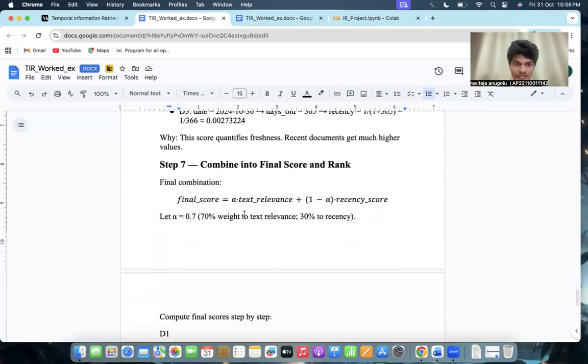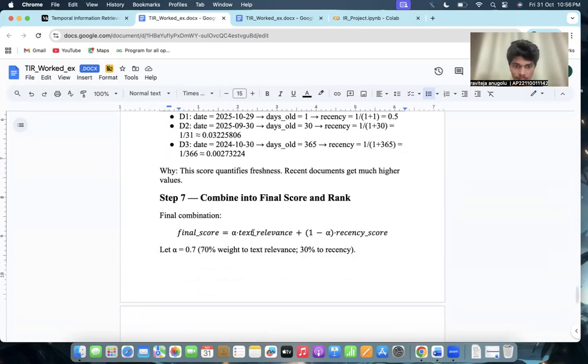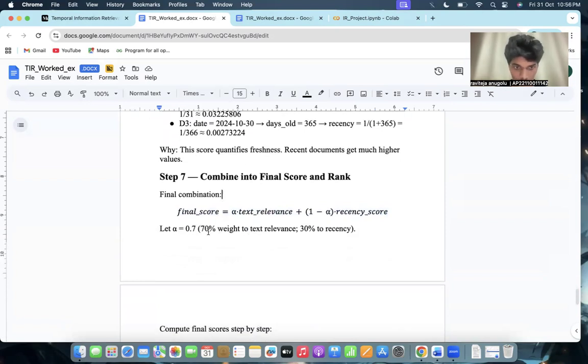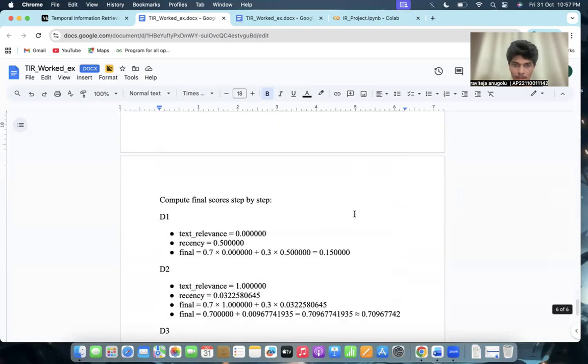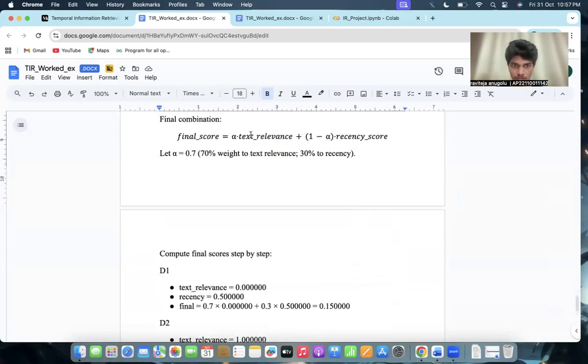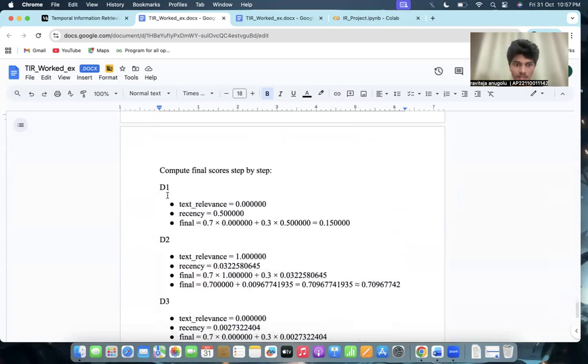Moving on to the final step, we will be combining the final score and the rank. Here we will be using text relevance and the recency score. The alpha value will be 0.7 here. The final score formula is alpha into text relevance plus 1 minus alpha into recency score. By substituting the relevant terms for D1, the values of text relevance and recency, the final value will be calculated.